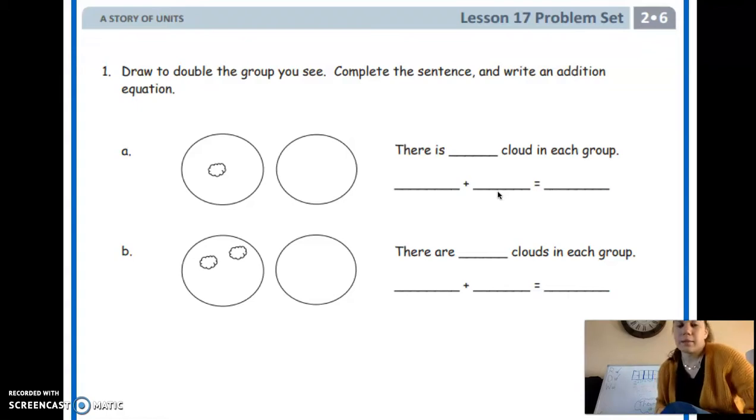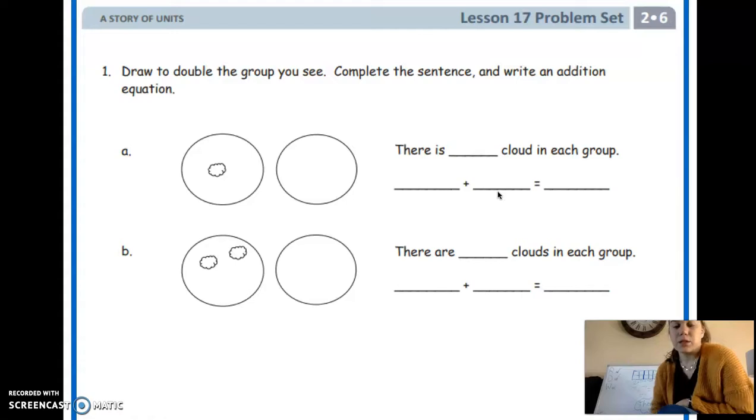So now we're on our problem set. It says, number 1, draw to double the group you see. Complete the sentence and write an addition equation. Part A they have two circles, and in one circle there's a cloud. So the question on the right says there is blank cloud in each group. Then you need to write your addition equation underneath that.